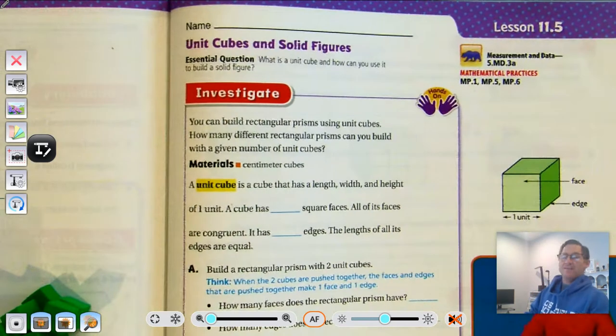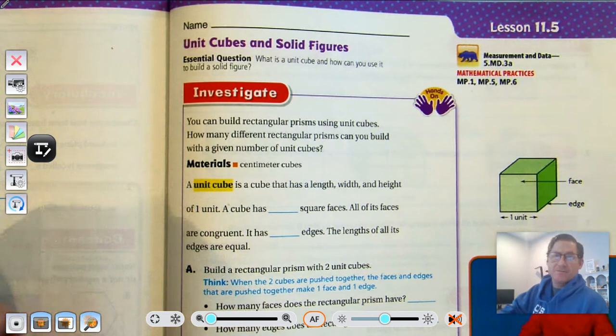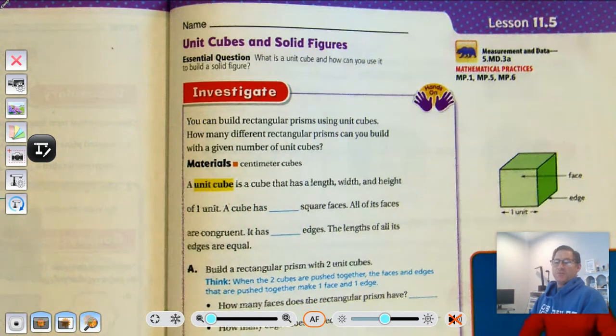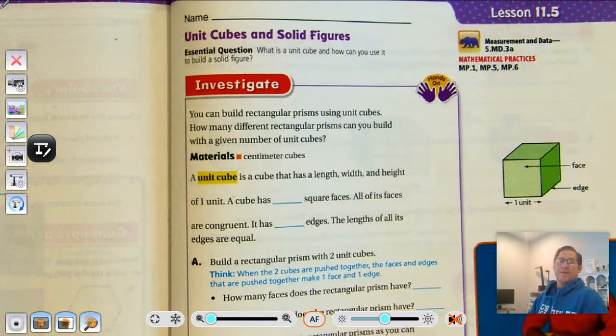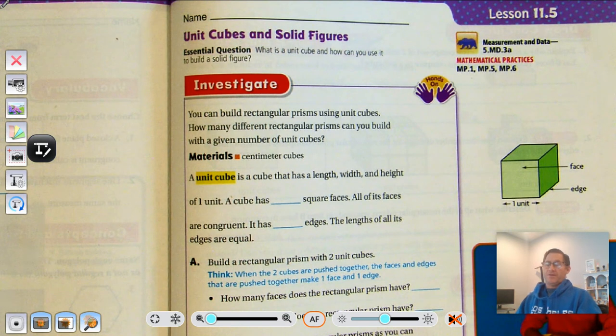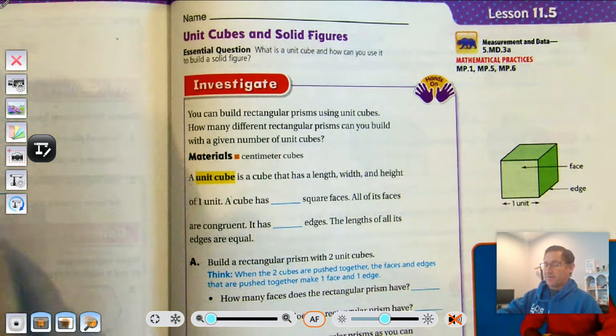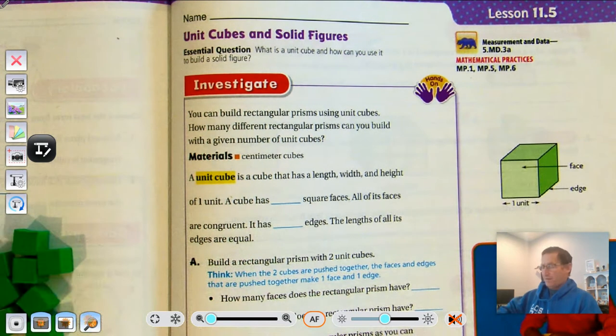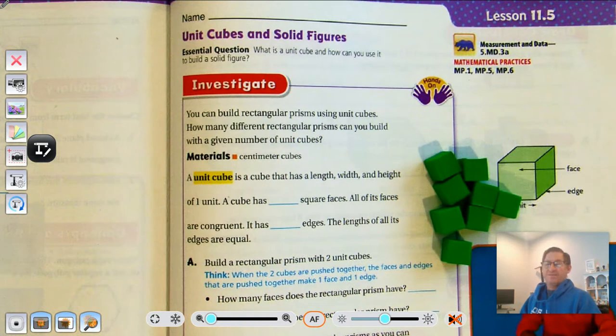Hello, everybody. In today's lesson, lesson 11.5, we're going to be talking about unit cubes and solid figures. And so our essential question is, what is a unit cube and how can you use it to build a solid figure? All right, so let's look at the investigate. You need some centimeter cubes. 8 should be enough. And you can build rectangular prisms using unit cubes. How many different rectangular prisms can you build with a given number of unit cubes?